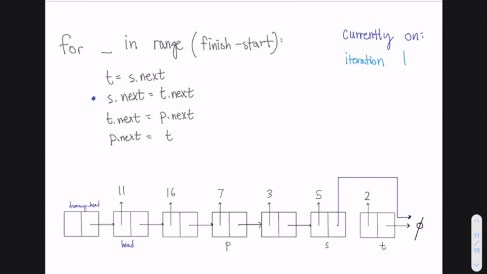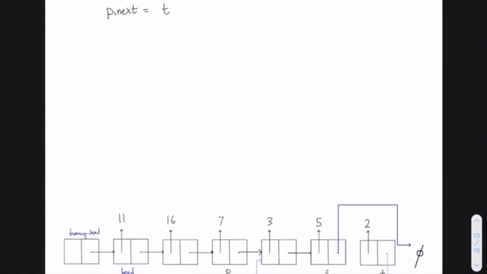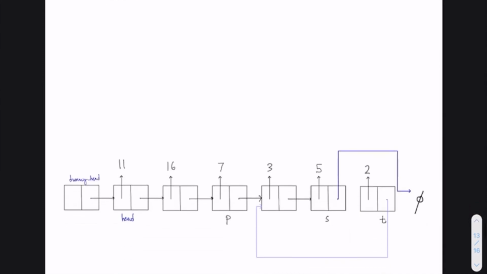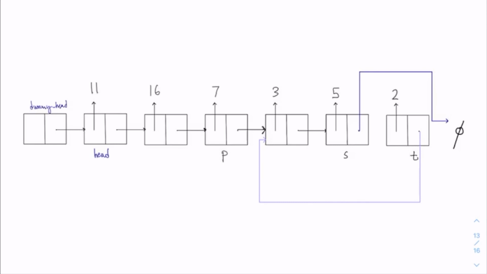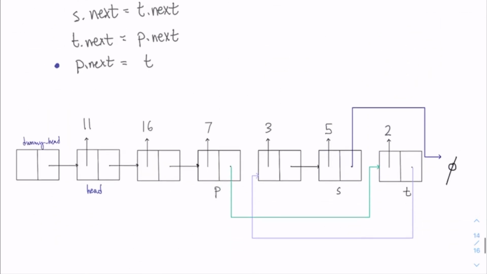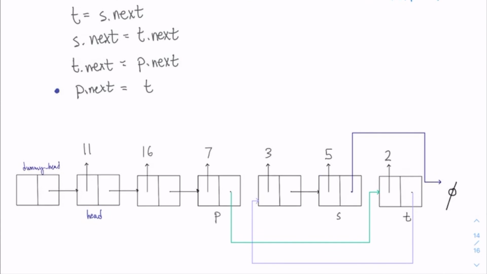So s.next is going to point to t.next, which is pointing to null, and then t.next is going to point to p.next. So t.next is this purple arrow that was originally pointing to null and is now going to point to whatever p.next is pointing to, which is this node. And finally, p.next is equal to t. And p.next, which was originally pointing to this node, is now pointing to t.